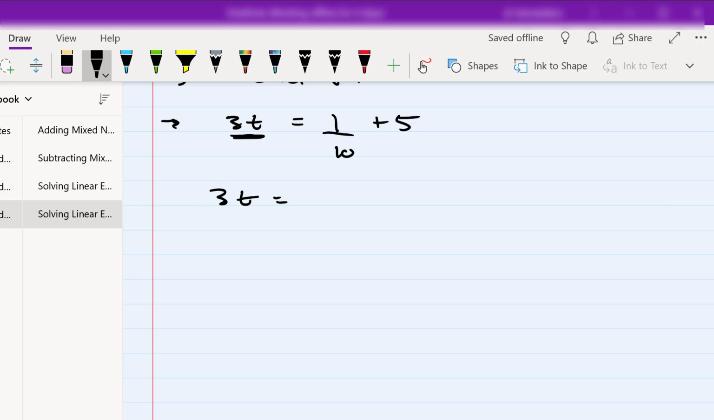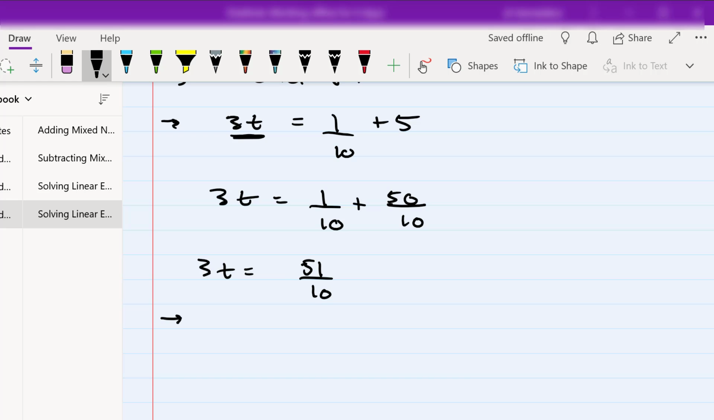So now we gather like terms. However, on the right-hand side, to gather like terms, we need to write 5 as a fraction. This becomes 50 over 10. Continuing, we have 3t equals 1/10 plus 50/10 is 51 over 10.